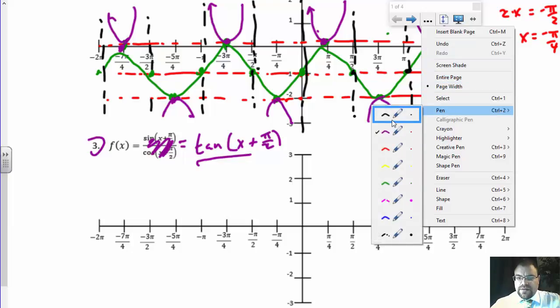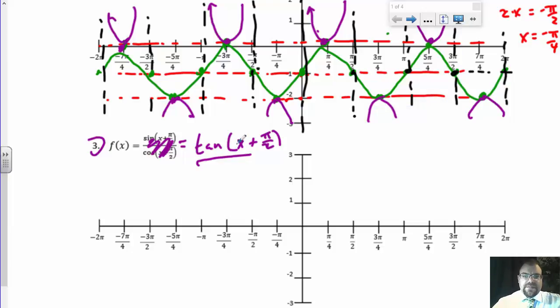And let's change up this pen a little bit. So I'm going to say, okay, tangent is defined by 3 points in between every asymptote that it has. So the midpoint is going to be on the x-axis because there's no vertical shift in this graph. We can see that the coefficient of tangent is 1, so we're going to go 1 up from there.